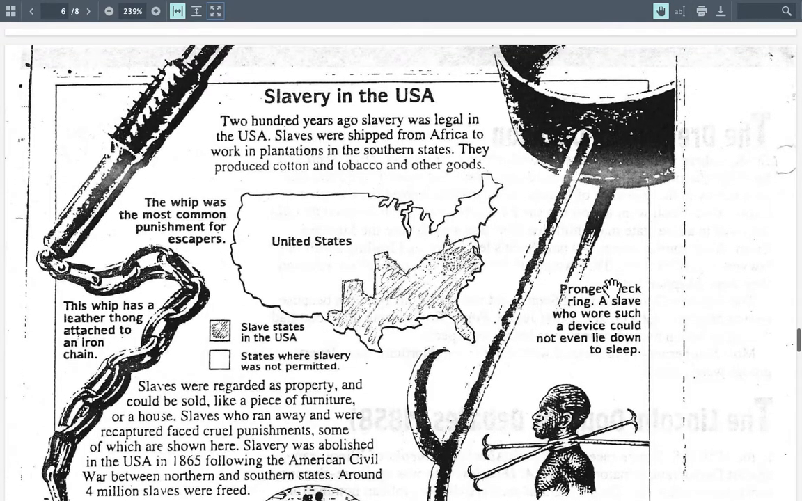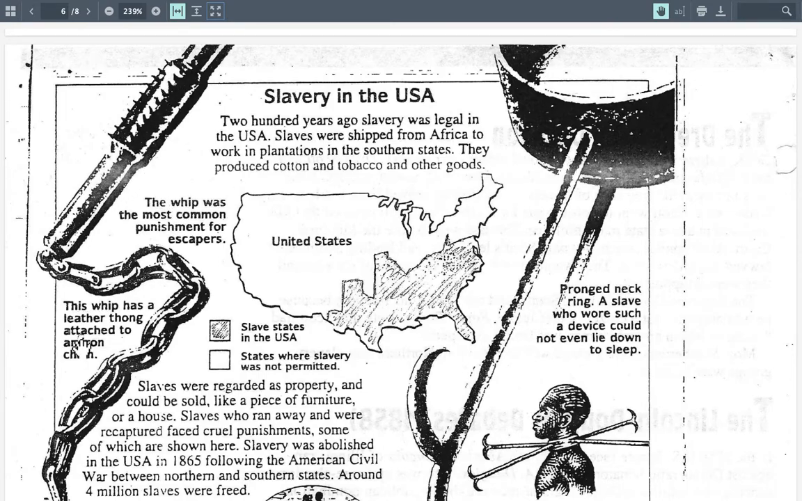Slavery in the United States of America. 200 years ago, slavery was legal in the United States. Slaves were shipped from Africa to work in plantations in the southern states. They produced cotton and tobacco and other goods. Here's your slave states. The whip was the most common punishment for escapers.